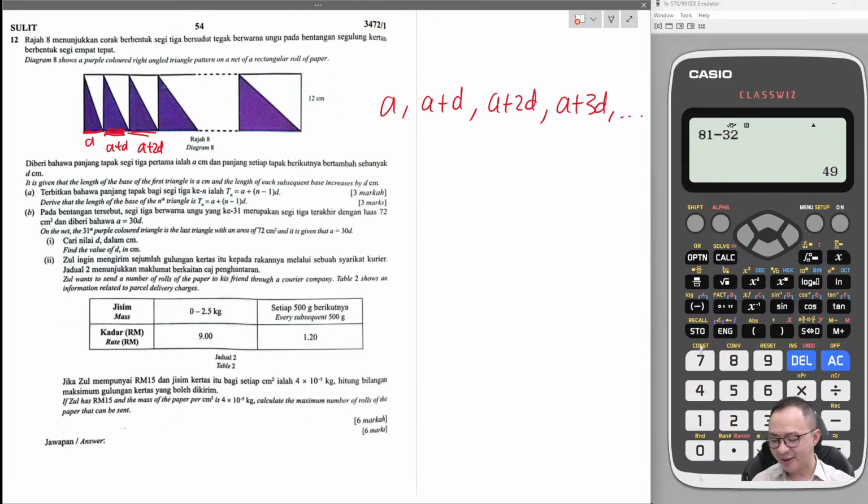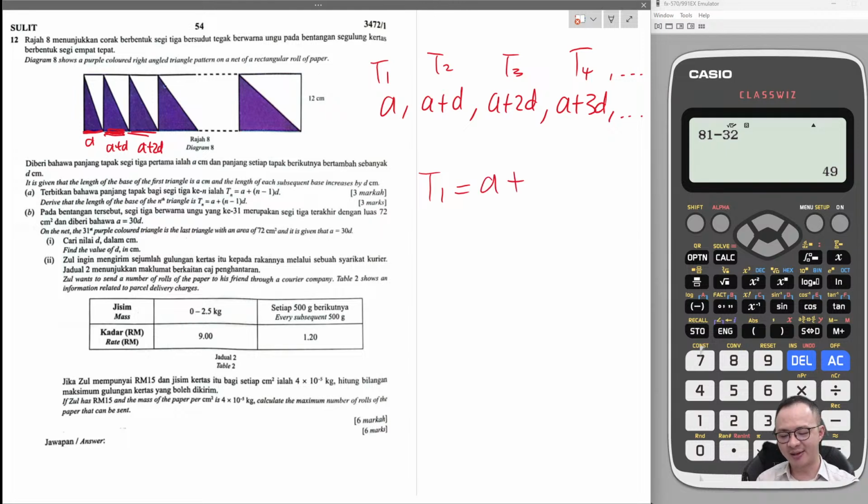Okay, derive a length of the base of the nth triangle, Tn equals to... Wow, derive the nth term formula. Why so tricky one? Okay, this is the first term, this is the second term, this is the third term, this is the fourth term. Because right now, I'm not sure whether the modern math still has the mathematical reasoning or not. Because last time in mathematical reasoning, as long as you see something similar, then you can straight away use, right? Okay, so let me try to work out something.